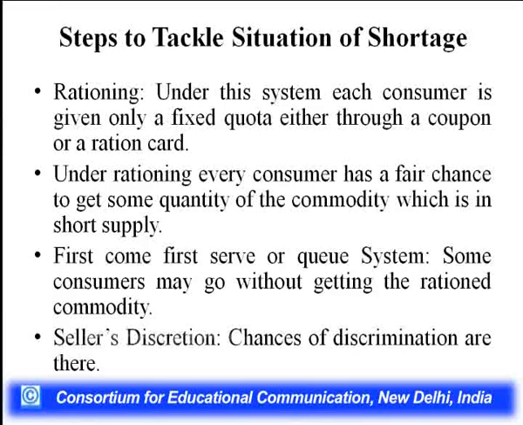The last step may be the seller's discretion. It may be that the sale of the commodity may be carried out as per the whims and fancy, as per the discretion of the seller. But under this method, chances of discrimination by the seller are very high. The seller may unduly favor some of the consumers in supplying that commodity, since the consumer seems to be very loyal to the shopkeeper, very regular to the shopkeeper, or the consumers who are also ready to pay higher than the normal price. So, the seller may adopt a discretionary policy to sell the commodity in the situation of the price control or the price ceiling.